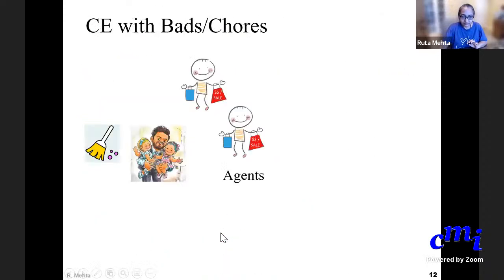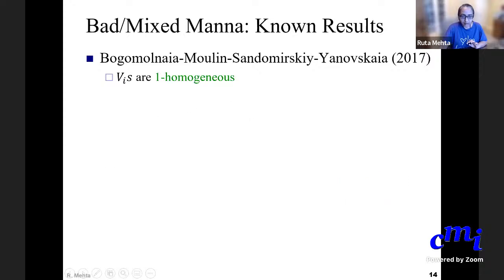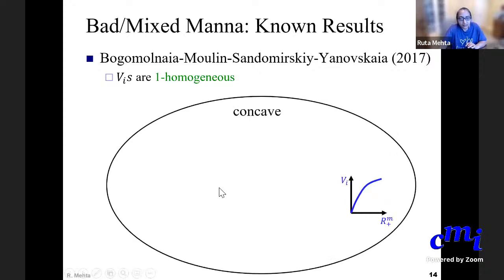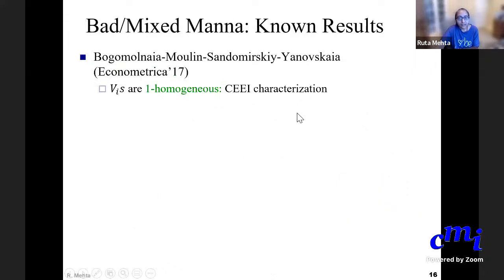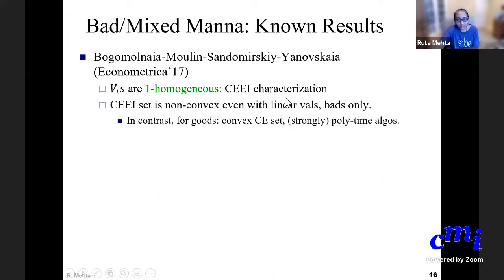Okay. So they studied this problem under one homogeneous, and we started with concave. One homogeneous is a subclass of that, which contains really important classes that we really care about. CES, constant elasticity of substitution, if you know about it, and then linear is another class that we really care about. So it's a superset of that. They give a nice characterization for CEI, but through this characterization, they also showed that the set of solutions is non-convex, even if there are only chores and no goods in the system.